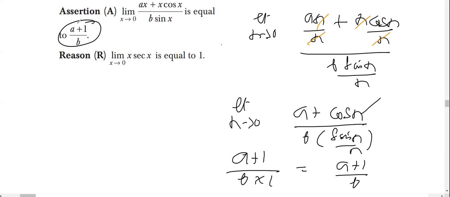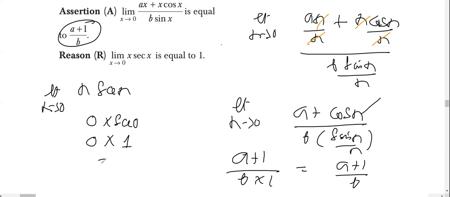Now, looking for the reason here, in this case, it is x sec x, right? And this is limit x tends to 0. Well, cos 0 is 0, right? So 0 into sec 0, and sec 0 is 1, right? So 0 is the correct answer, and I can say the reason is 1. So the assertion is correct and the reason is wrong. In that case, the option will be C.